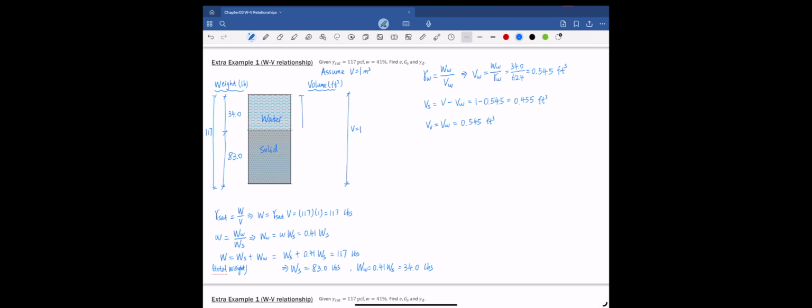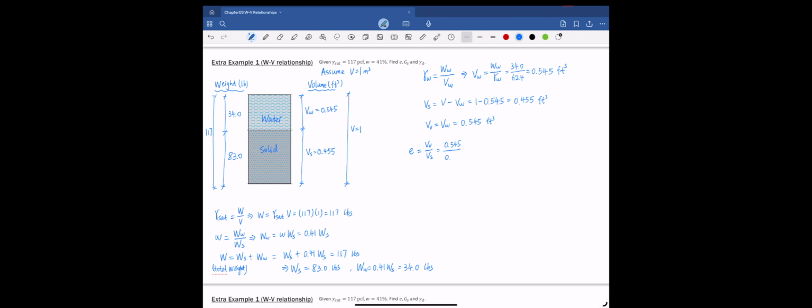Now let's put all these volumes on the phase diagram. The volume of water is 0.545, and the volume of solids, Vs, is 0.455. That gives us a complete phase diagram. Once this step is done, the rest of the problem is pretty straightforward, just basic definitions. Void ratio e, by definition, is volume of the void over volume of solids.